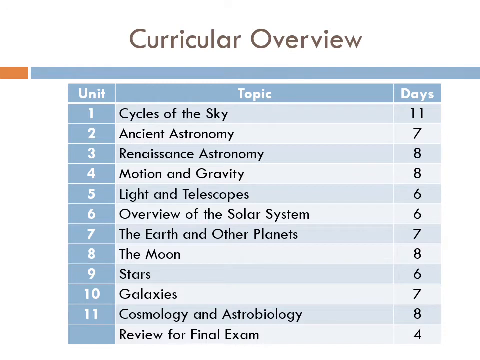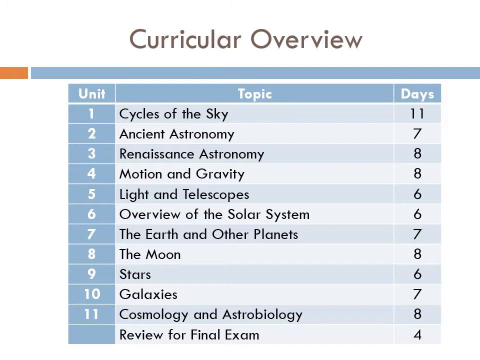Unit 5 is one of my personal favorites because it's all about light. The use of telescopes is analyzed, and how we even know anything about all these distant celestial objects are things that we discuss there. Then after Unit 5, if we pause, this is kind of the midway point of the course. And from here on, Units 6 through 11, we basically take a tour of the universe.